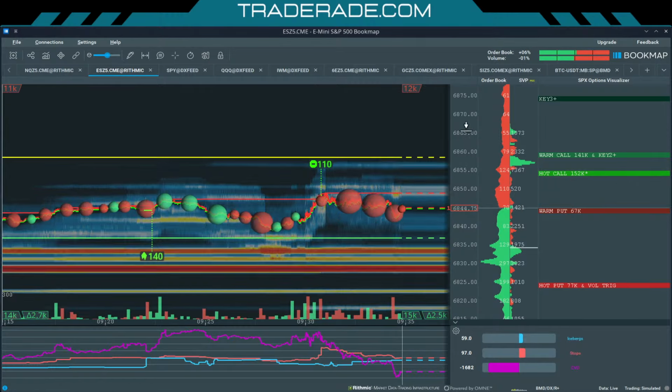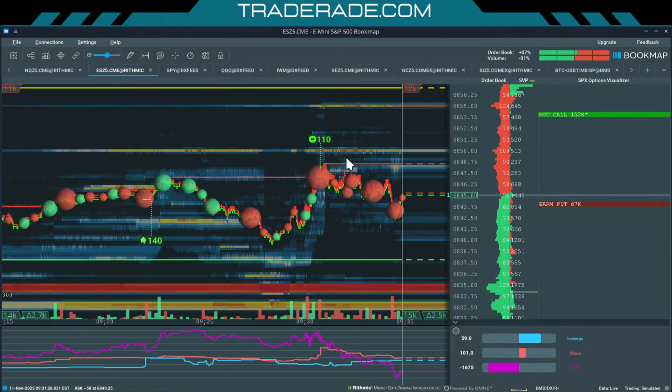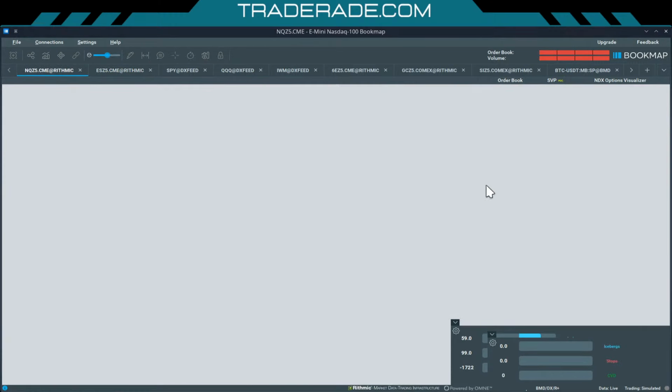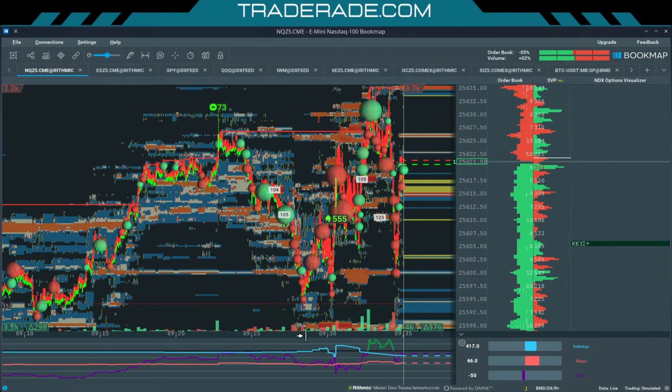And you can see that level, that pivot level really is chunky overhead resistance. This is such a decisive level to watch, the 6848.25. Let's take a look at the NASDAQ here.